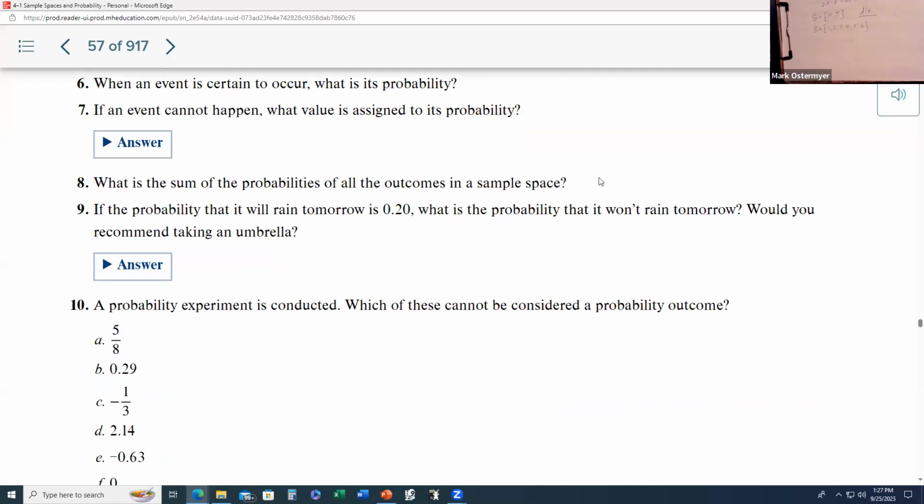What is the sum of the probabilities of all the outcomes in a sample space always equal to? The sum of the probabilities of all the outcomes of a sample space has to always be equal to 1, always.